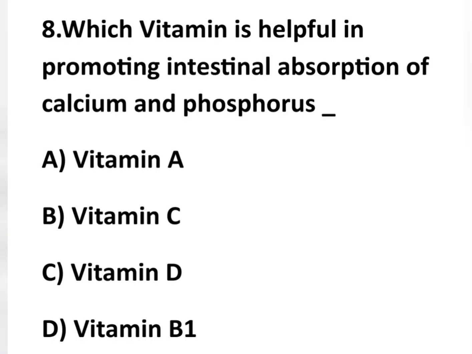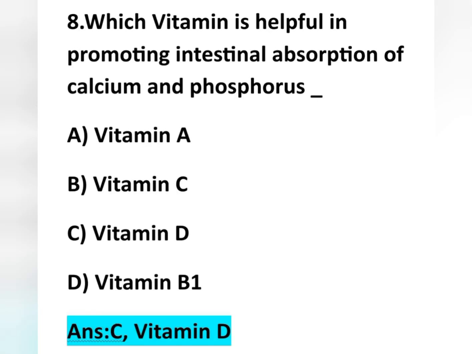Question number 8. Which vitamin is helpful in promoting intestinal absorption of calcium and phosphorus? Option A, vitamin A; option B, vitamin C; option C, vitamin D; and option D, vitamin B1. Here the correct answer is vitamin D, which is helpful for promoting intestinal absorption of calcium and phosphorus.